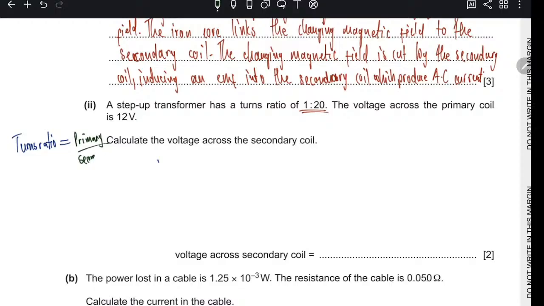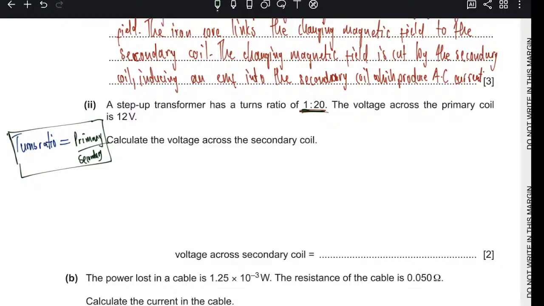So here we've been told that our turns ratio is 1:20. What do we use when we're told the turns ratio is 1:20? What formula do we have, because we are now doing calculations? What formula in transformer calculations has number of turns?